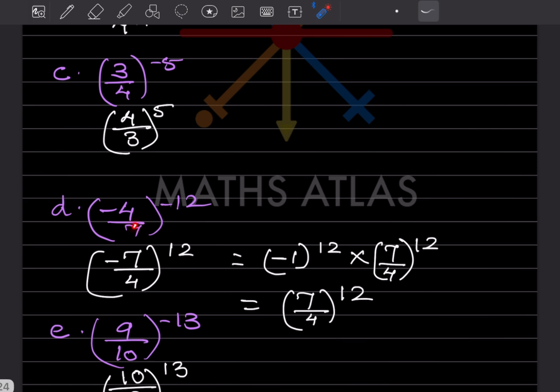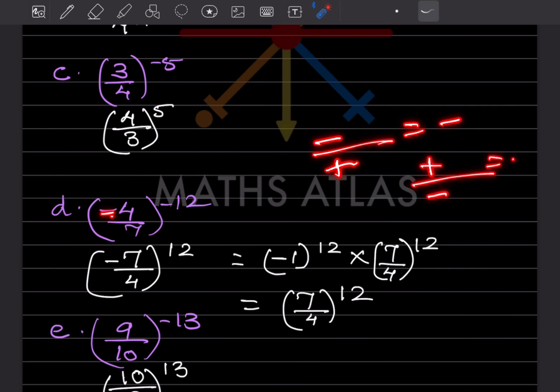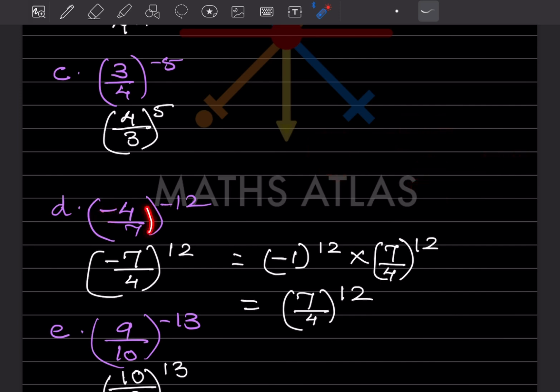Again here, minus 4 by 7 raised to minus 12. So what you can write for this one, see here, if it is minus divided by plus, it is minus, or if it is plus divided by minus, it is also minus. So when we flip over for this one, because we want to make it positive, we can also write minus 7 by 4 instead of writing 7 by minus 4.